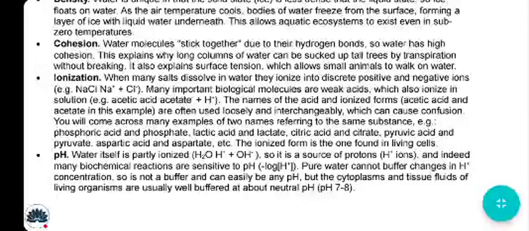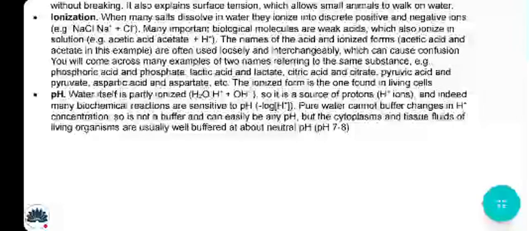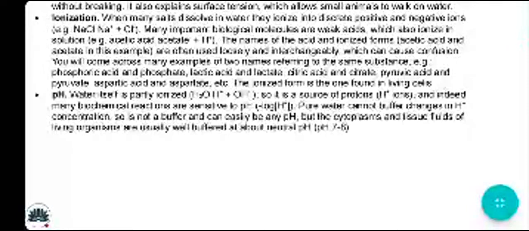So it is a source of protons, where the hydrogen positive ions or positive ions. And indeed, many biochemical reactions are sensitive to pH. Okay, you are not required to learn this log. Pure water cannot buffer changes in hydrogen ion concentration, so it is not a buffer and can easily be any pH. But the cytoplasm and tissue fluids of living organisms are usually well buffered at about neutral pH, meaning 7 to 8 pH.